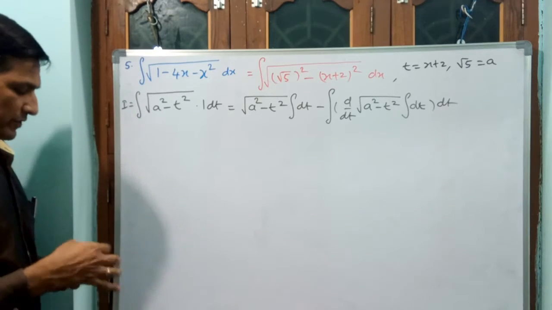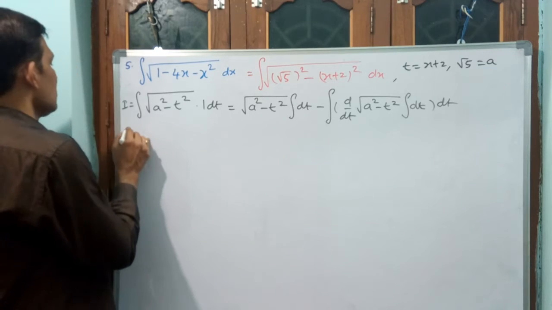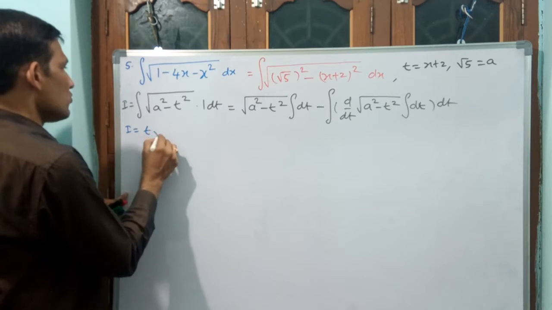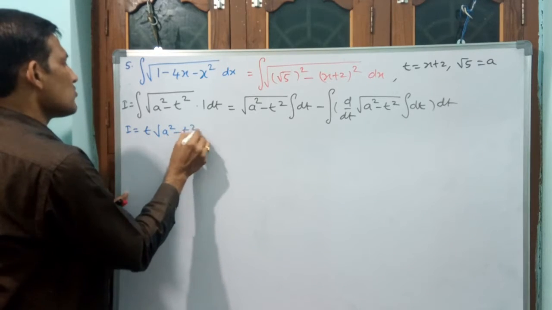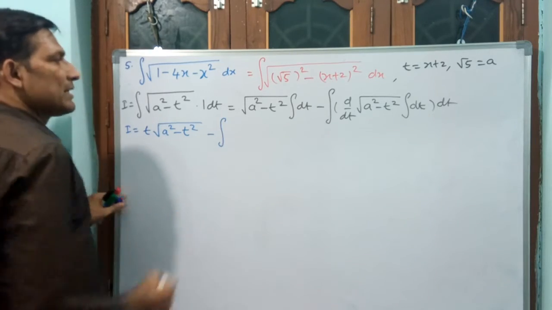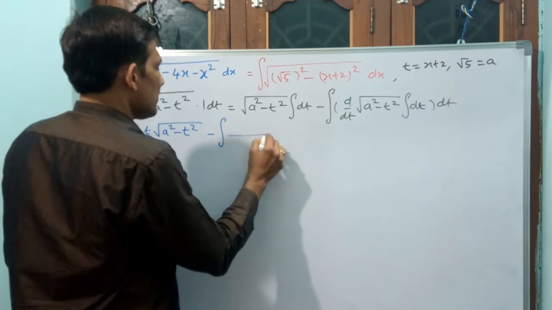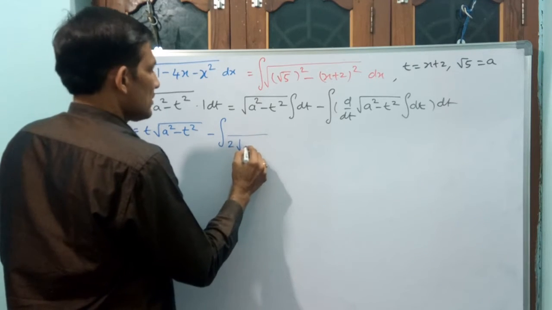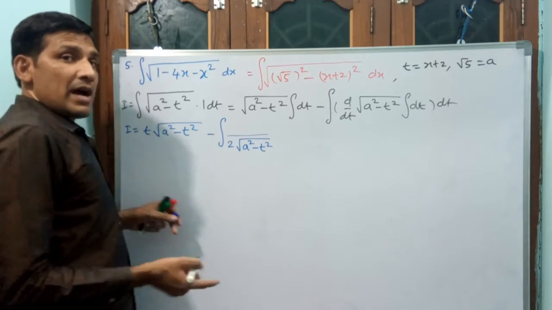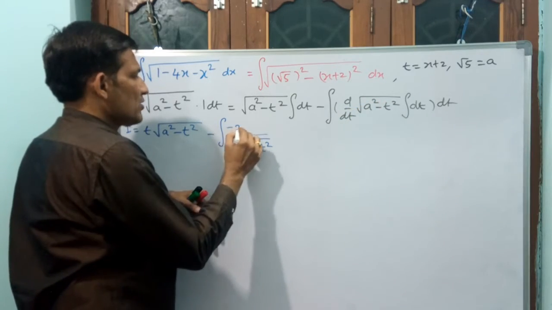Okay? Write down now again I is equal to, see, integral dt is t. T into square root of a square minus t square, minus integral d by dt of a square minus t square. See, 1 by 2 root of a square minus t square, again d by dt of a square minus t square, minus 2t, minus 2t.